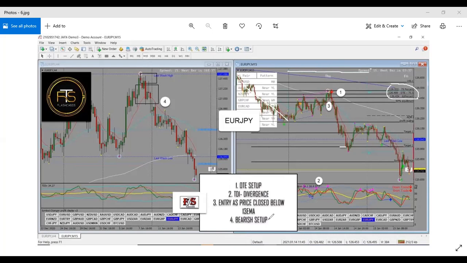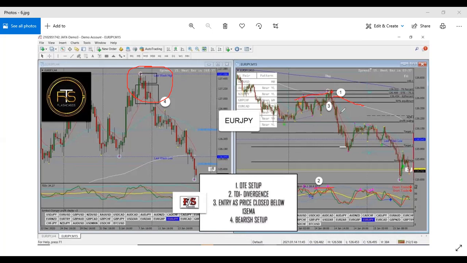Look at it. Number one, a bearish setup. Did you see that? H4 is a bearish setup. Did you see that? H1 is, yes, a bearish setup. Yeah, that's bearish breaker and source, right? Then number two, TDI correlates divergence. Did you see divergence here? Look at it. Right? There's a divergence there. Then three, entry as price closes below the 30 EMA, which is the red one, the cash up, right? Yeah, that is it.